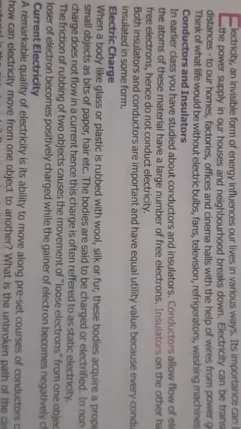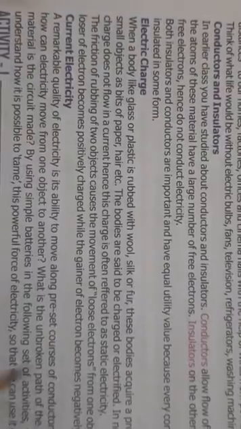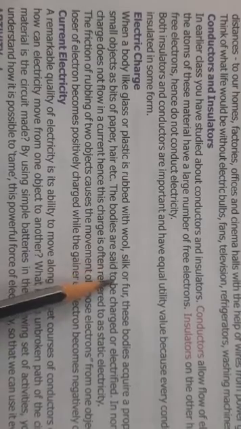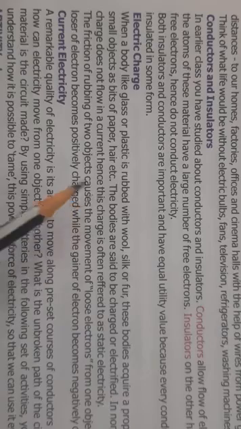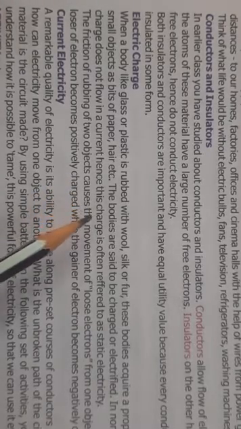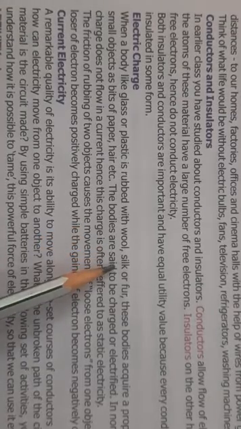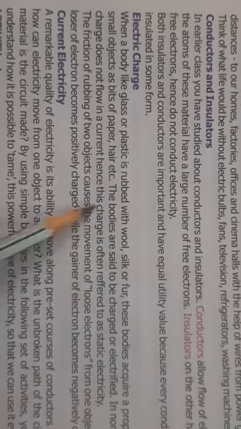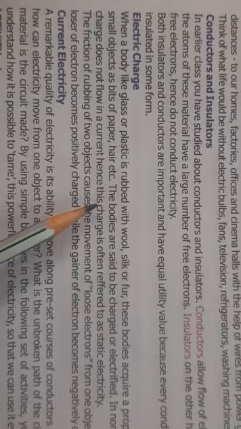First, we'll start with electric charges. Now, if you take a glass or a plastic and rub it with wool, silk, or fur, these bodies will acquire a property of attracting small bits. You can do this at home, children. You can take a piece of glass or any plastic and rub it with wool or silk, and then try to attract small bits of paper or even hair. You will see that the hair or the paper gets attracted.